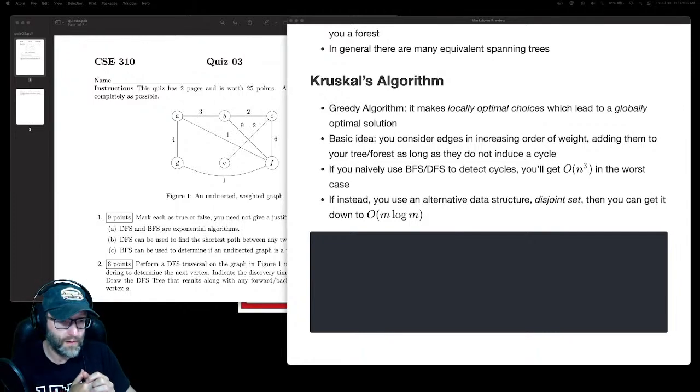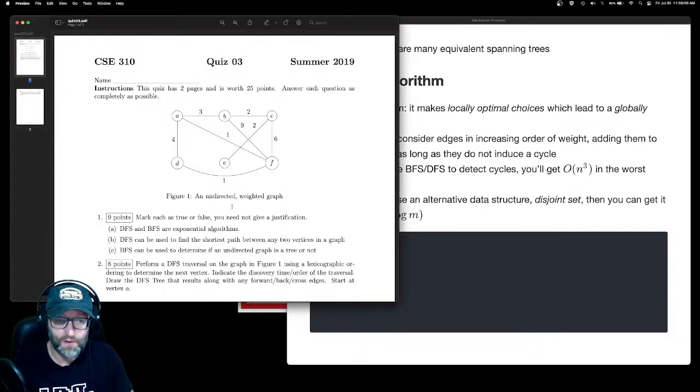Okay. All right, so that's Kruskal's algorithm. And again, we might go over some of those details on Monday. What I wanted to do, of course, it is Friday. And so during a traditional offering of this course, we might have a quiz and a recitation or something like that. This is a quiz from summer 2019. And as you can expect, it's on graphs, recent material.